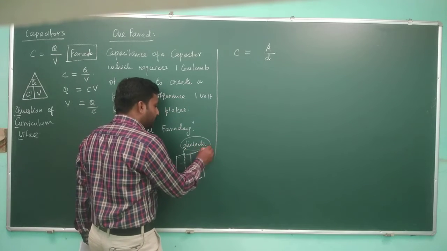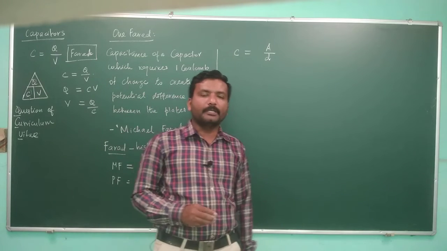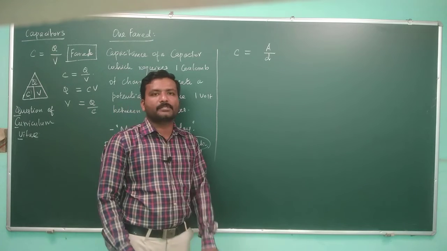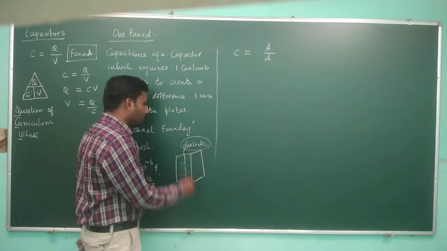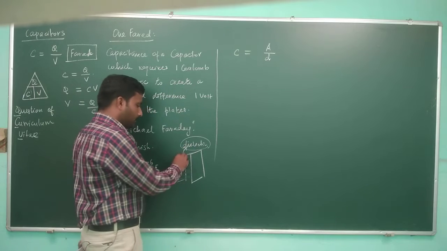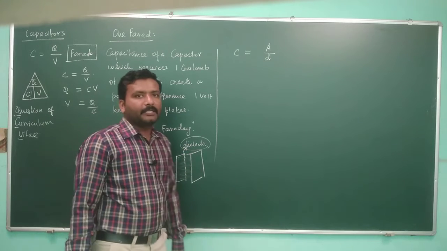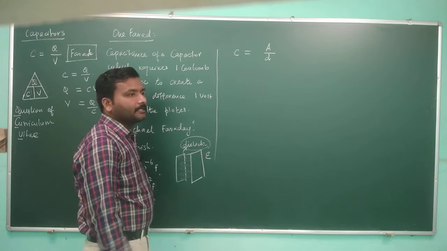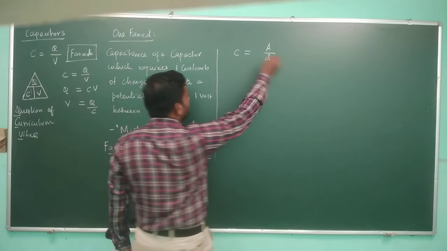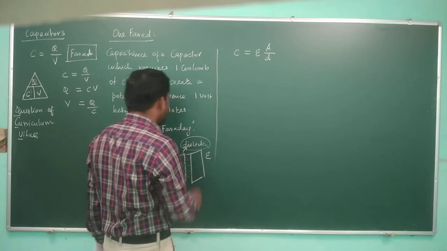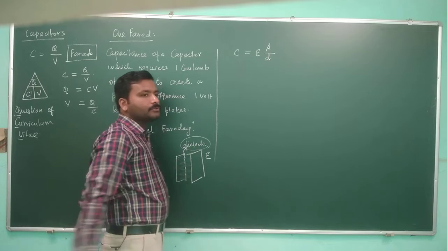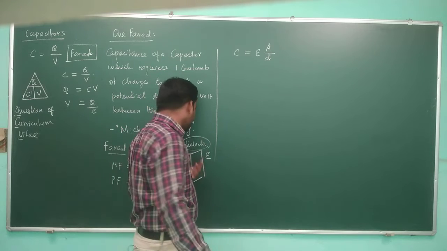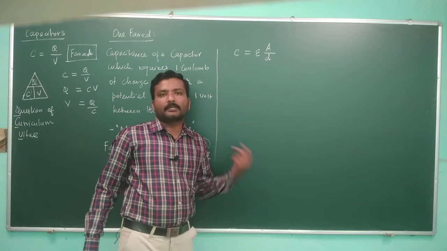Every dielectric material will have a different property. Based on the property of the dielectric material, the amount of charge that can be stored in this capacitor will vary. So we have to incorporate this material property in terms of permittivity epsilon. If the material has higher permittivity, it is able to store more charge. When the material has lower permittivity, a lower amount of charge can be stored.